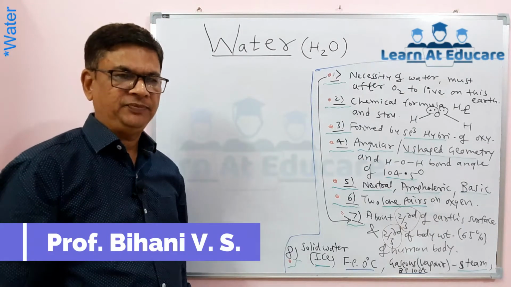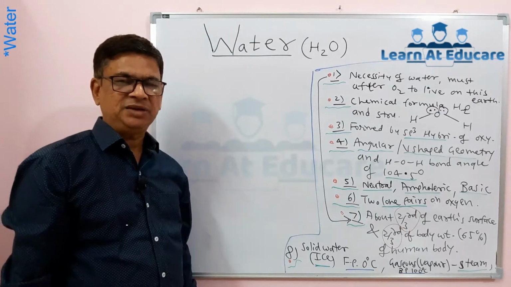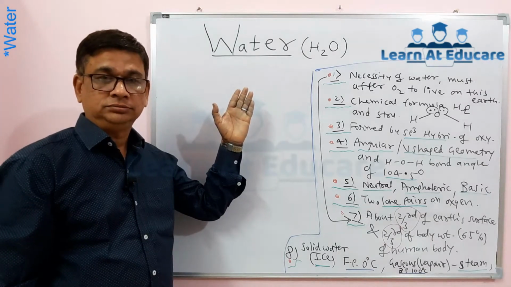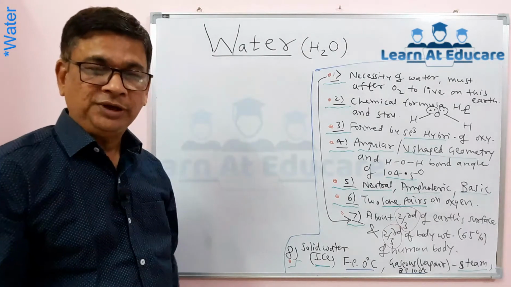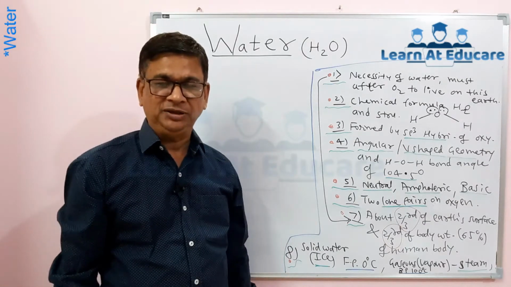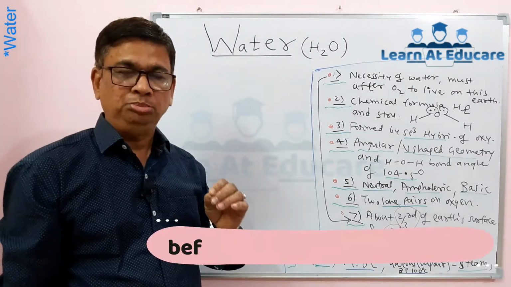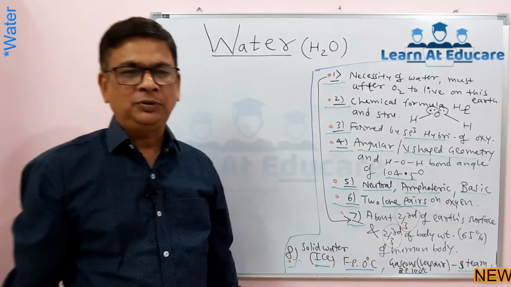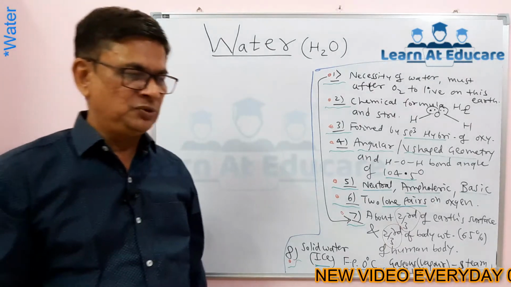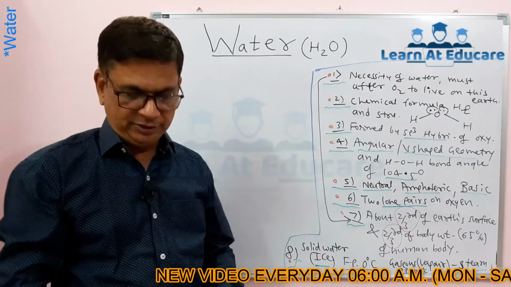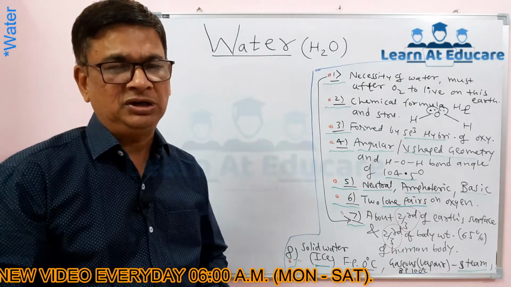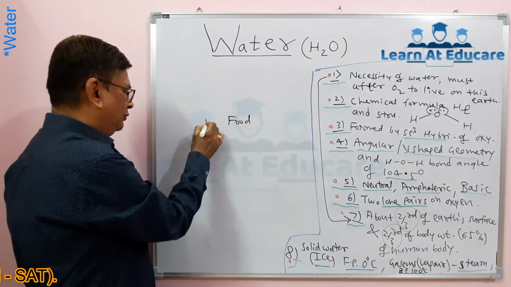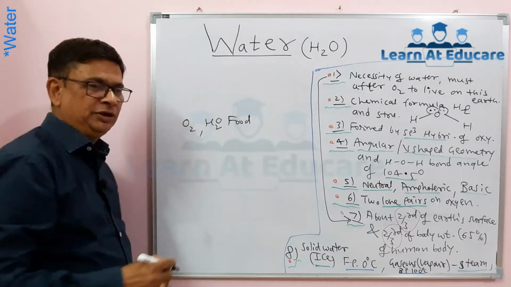This is Vinod Bihani, and in today's chemistry session we will see about water. Do you know, to live on this earth's surface, to survive, we require water before food and after oxygen. It is said that food, clothes and shelter are the three most essential or basic needs of human beings to live on this earth's surface. However, I think that before food we need water, and before water we need oxygen.